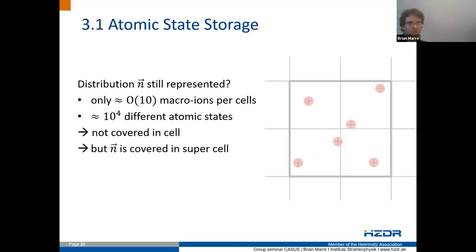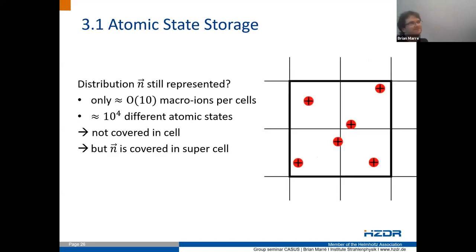But what about a supercell? Of course, a supercell contains, in our case, about 256 different cells. So if we talk about a supercell, you get into a region where you might be able to cover about one third of your total atomic states. And that could be good enough, depending on what your actual use case is. So I just jump in here because I think you haven't much talked about what a supercell is.